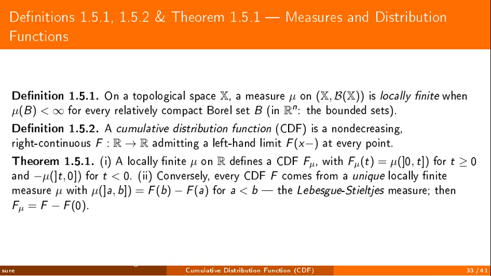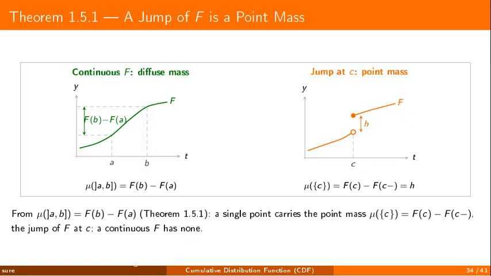Here is one of the most important correspondences in the subject. On the line, locally finite measures and cumulative distribution functions are two faces of the same object. Every such measure produces a distribution function, non-decreasing, right continuous, with a left-hand limit at every point. And conversely, every distribution function comes from one and only one locally finite measure, the Lebesgue-Stieltjes measure. This dictionary between measures and distribution functions is exactly what will let us speak of probability in measure-theoretic terms later on. This figure shows the correspondence at a glance.